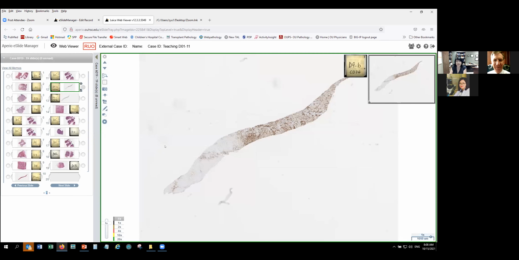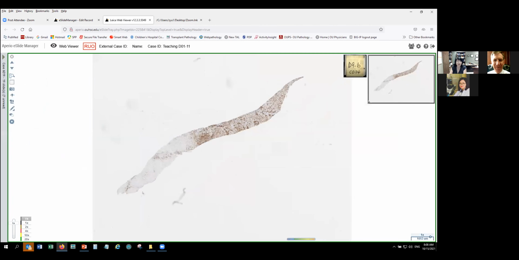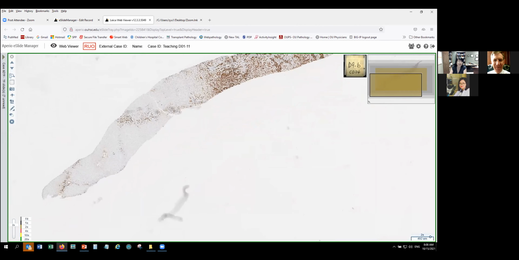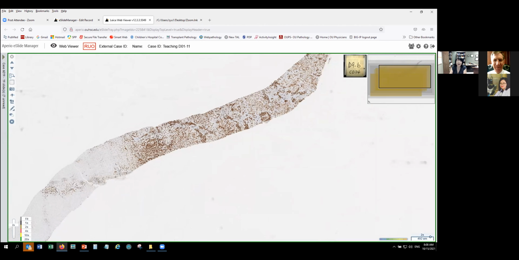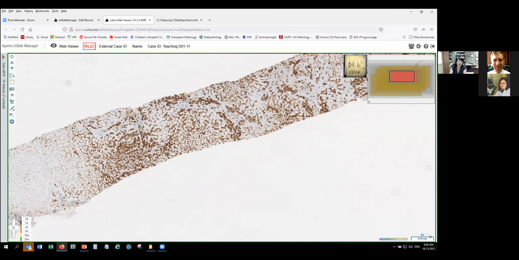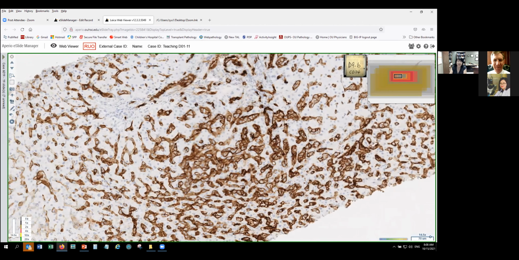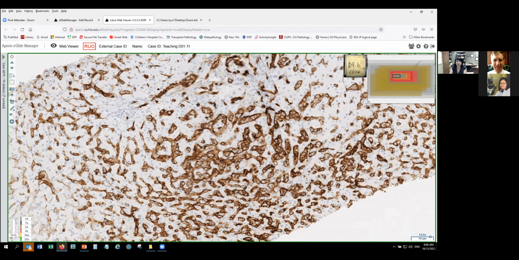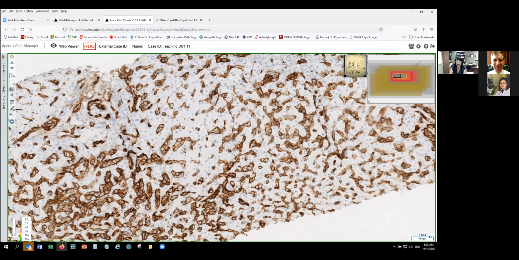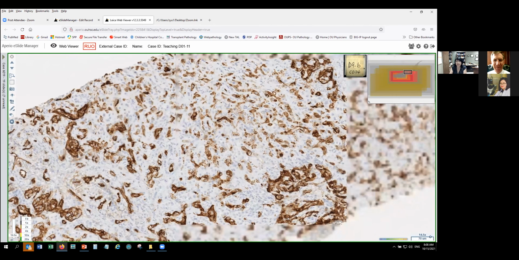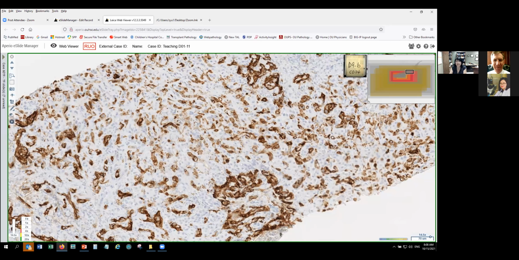At low power, you can see normal liver with not much staining. Only the portal tract has vascular staining. In the disorganized lesional area, you can see much more increased staining for CD34. I also did CD31 and factor VIII, which gave a similar pattern. It does look like a lot of vessels, vascular proliferation, vascular channels, especially in this area.